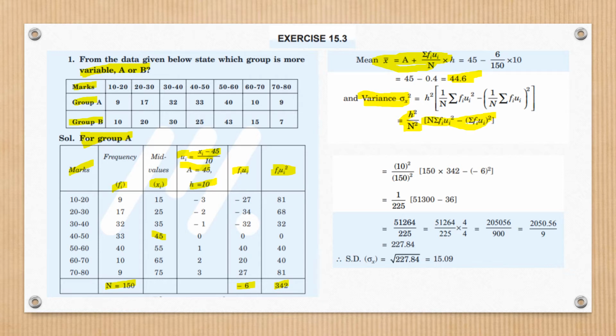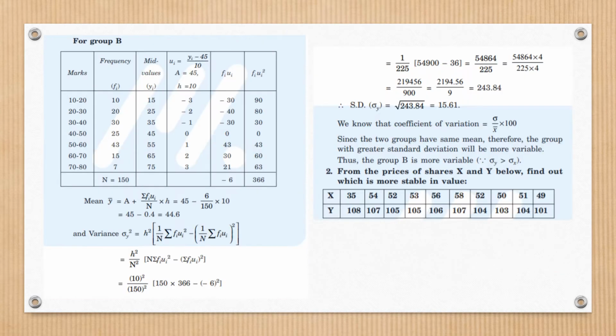Now fill up all the values. This is 10 whole square, 150 square, then it is 150 into this 342 and then minus of -6 whole square. On solution I'll get it as 227.84. Then I'll calculate my standard deviation, which is sigma x, and this is root of 227.84, which is 15.09.